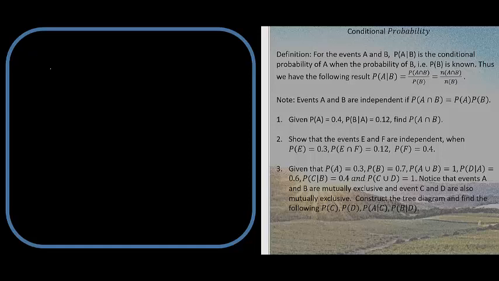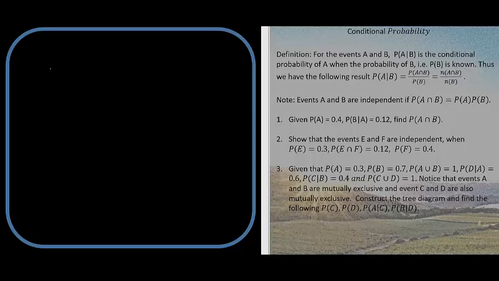For the events A and B, probability A given B is the conditional probability of A when the probability of B is known. Thus we have the following result: probability A given B is the proportion of probability A intersection B over probability B.